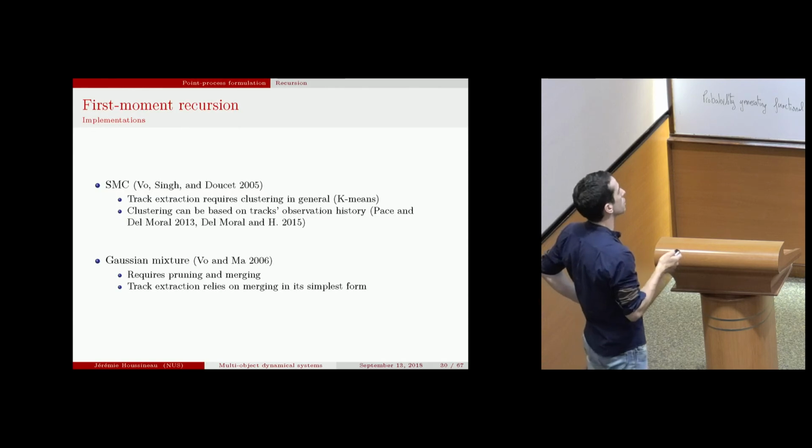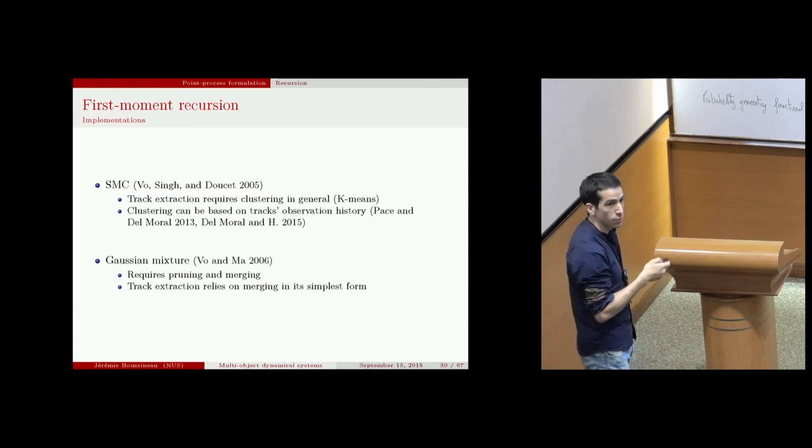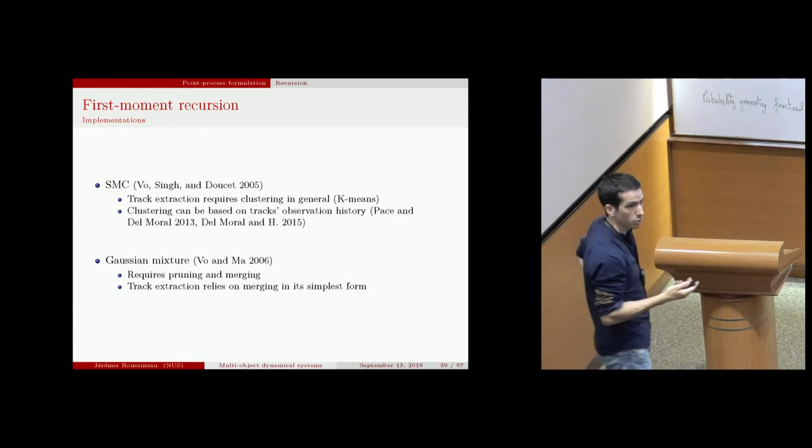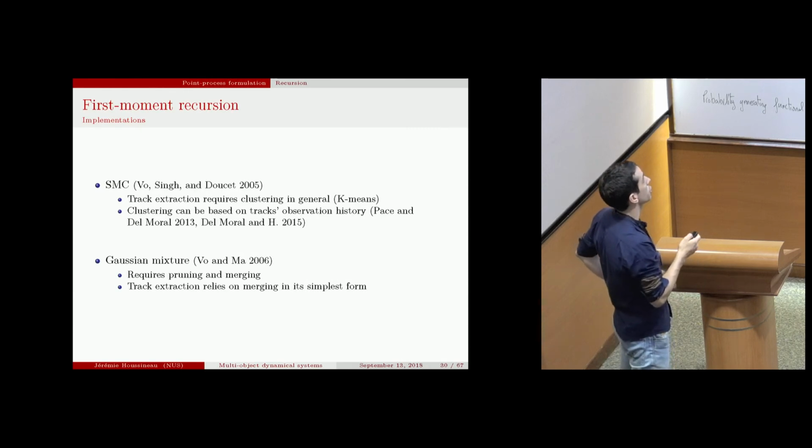Of course, we can do these Gaussian mixture implementations, and Ba-Ngu Vo, who talked during the opening workshop, proposed these Gaussian mixture implementations, and he also proposed actually a bit earlier, of course, a particle filter implementation, the SMC version, with Sumeetpal and Arnaud, when they were all in Melbourne at that time.